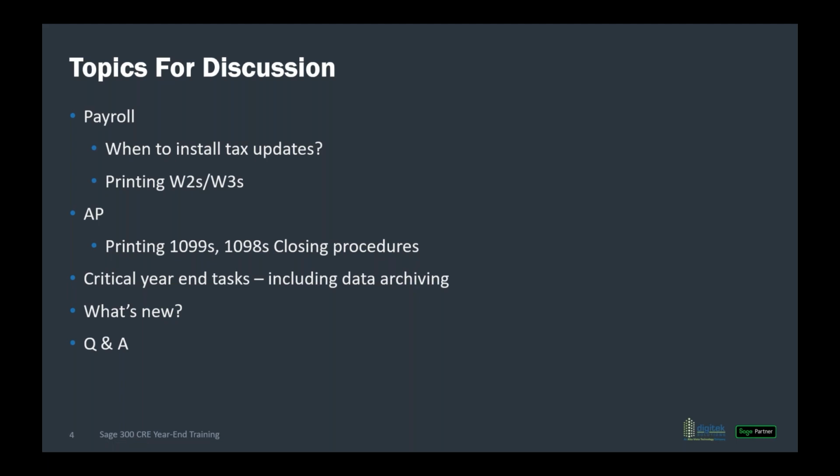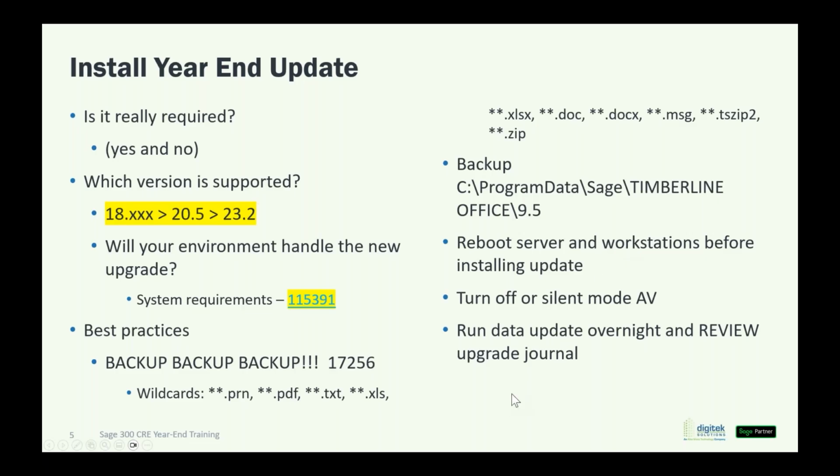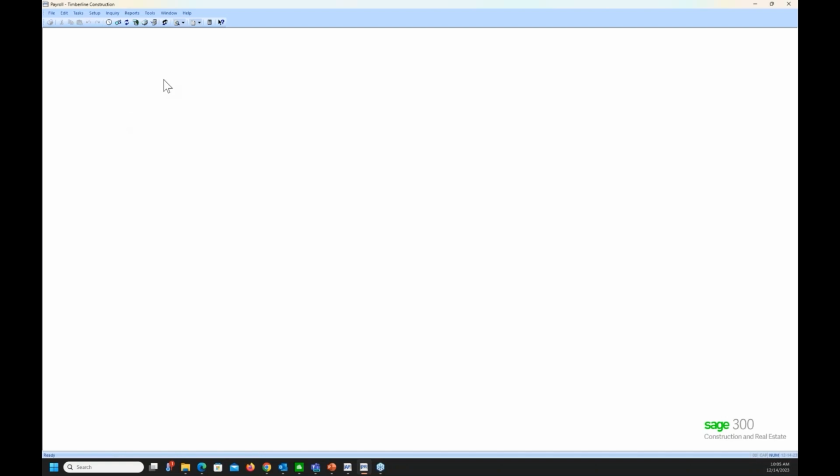So our topics for discussion, payroll. When do I need to install my tax updates? All right, so the first thing is the tax updates can be installed after your final check of the year and prior to the first check of 2024. You need to make sure your tax updates are installed at that point. So again, after your final check of 2023 and prior to your first check of 2024.